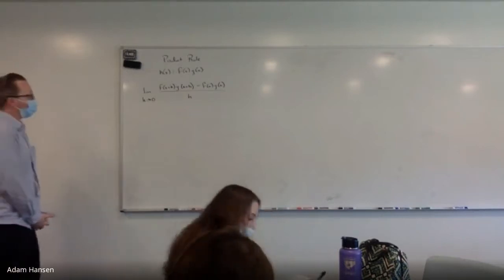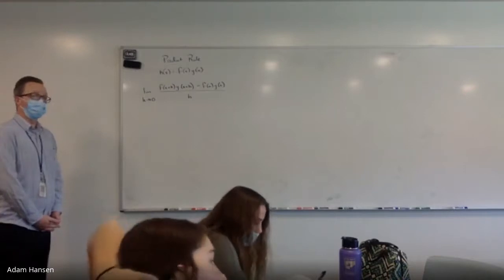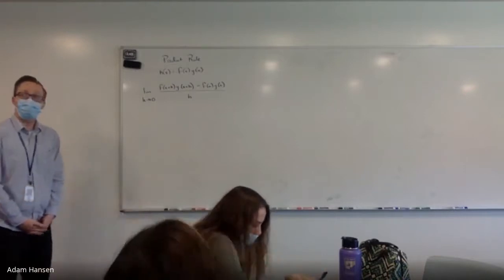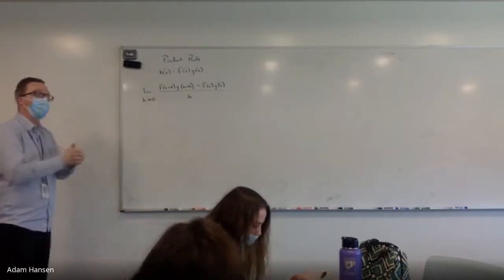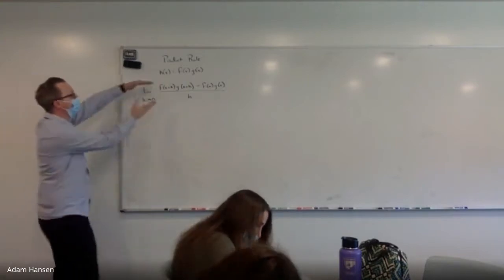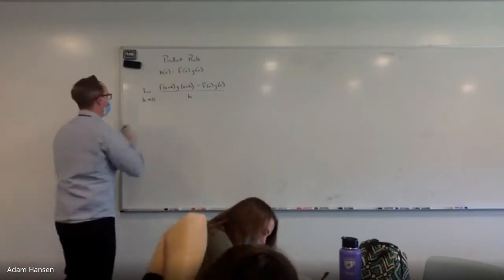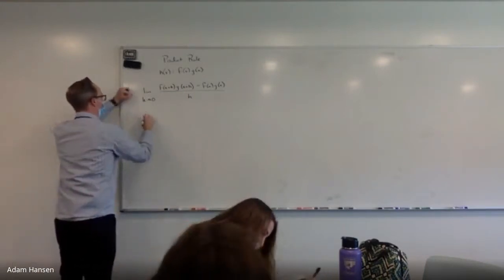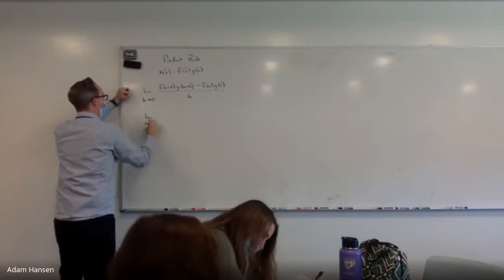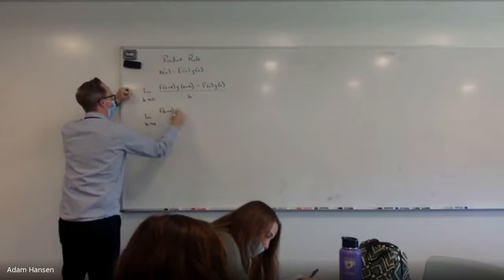Little algebra trick that's going to come next here. We're going to add a clever form of nothing. I'm going to add a clever form of 0. I'm going to add and subtract the same thing so that I can rewrite my limit definition, but I'm not changing anything. So I'm going to bring down exactly what I started with: the limit as h goes to 0 of f of x plus h times g of x plus h.